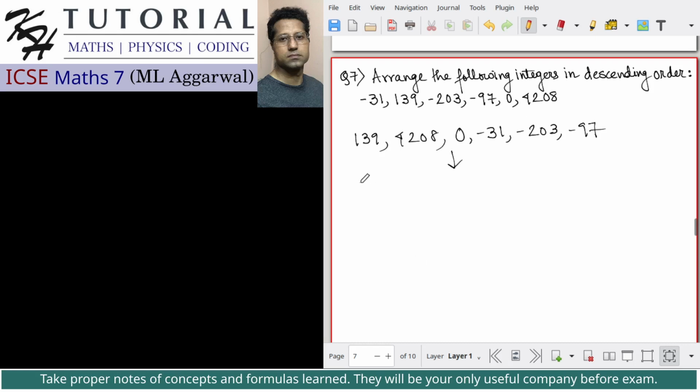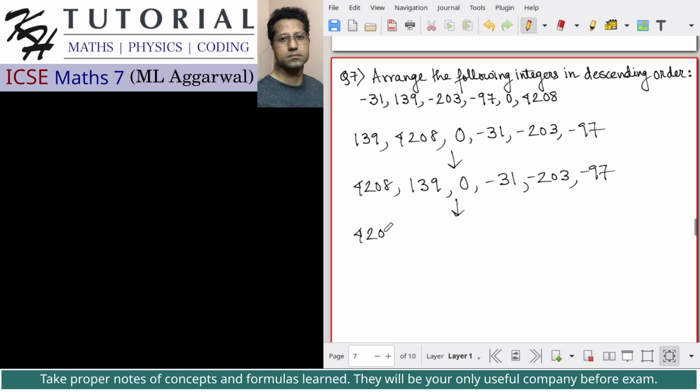and it will be 4208, 139, and I have 0, and I will write down all the numbers in the same order as in the previous step. Now in the final step, I will write all the negative integers. I will arrange all the negative integers to the right hand side of the 0 in the descending order.